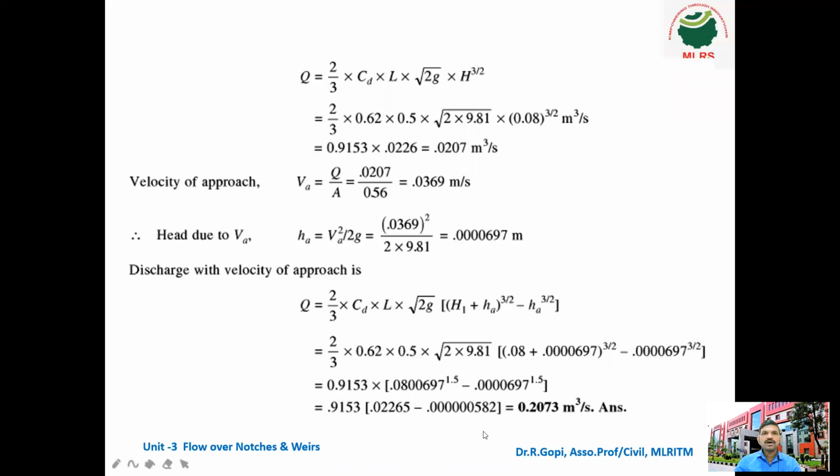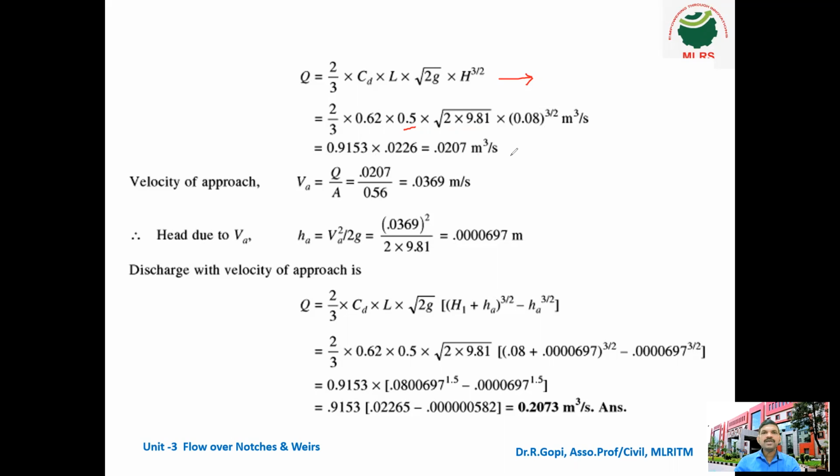So what is the equation? We already know: 2 by 3 CD L root 2G H power 3 by 2. So this is without velocity of approach. Okay, so the first step is to calculate discharge without considering velocity of approach. This problem is the same as the first problem. So 2 by 3 into CD 0.62, and the length of the weir 0.5, into root of 2 into 9.81, into H, H is 0.08 power 3 by 2 meter cube per second.